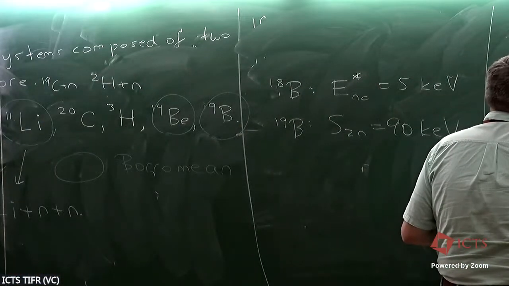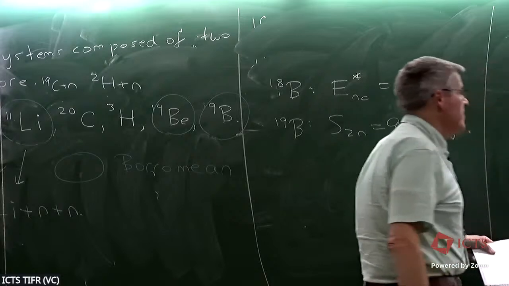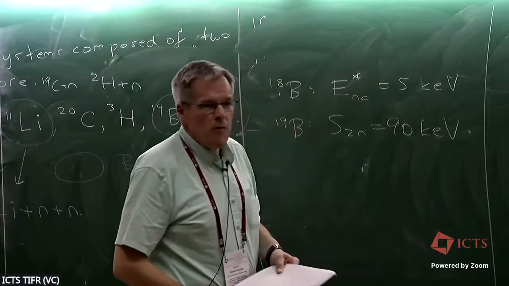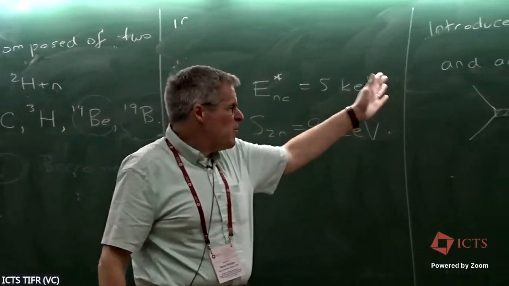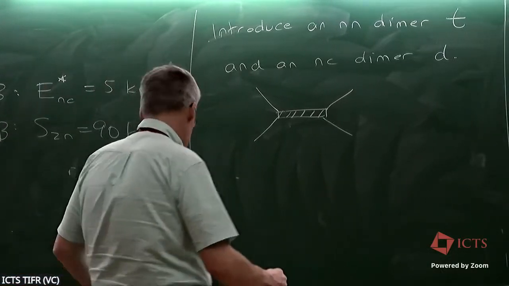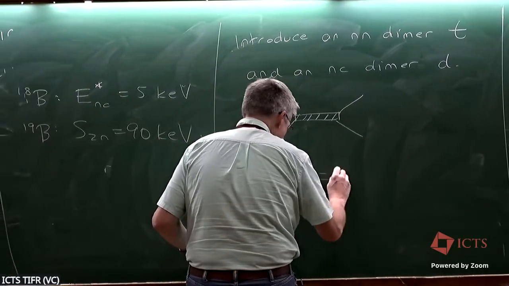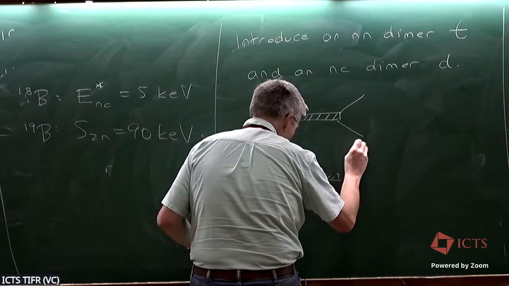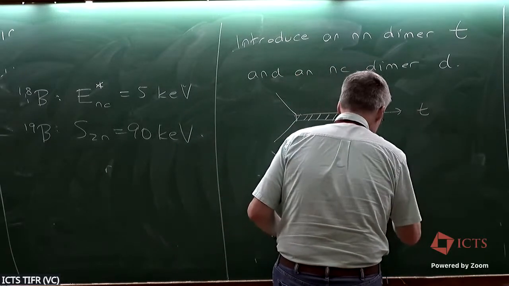So diagrammatically, the dressed neutron-neutron dimer is going to look like this. I wanted to call it the dineutron, because that's really what it is, but then they'd both be D, and that would be very confusing. So I had to call it T instead. We're going to call this dimer T and this dimer D.